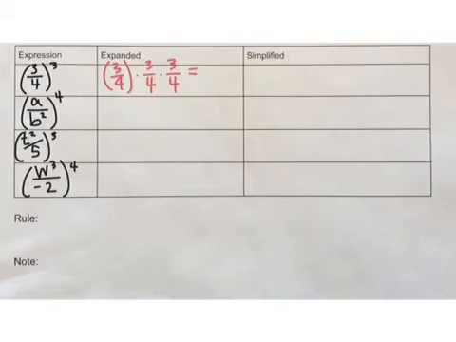So 3 times 3 times 3 is really 3 cubed, and then our denominator would be 4 cubed. And so to simplify this one, it would end up to be 27 over 64.